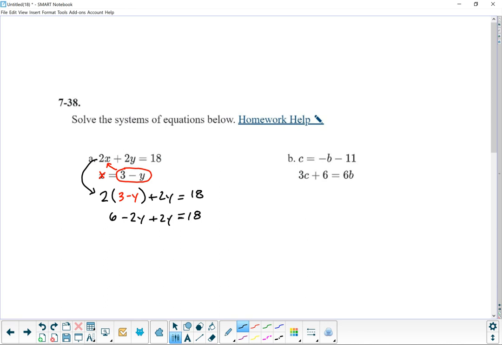Wow, that is something here. 2y and negative 2y cancel. So we get 6 equals 18. And this is a false statement. So this means that there is no solution.